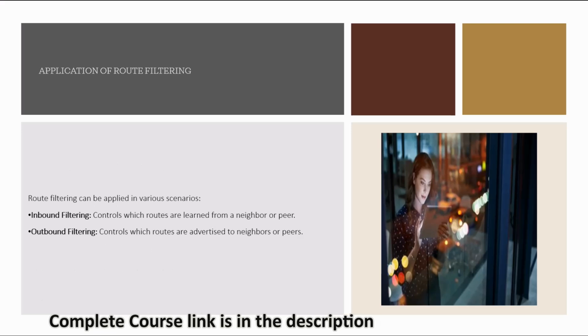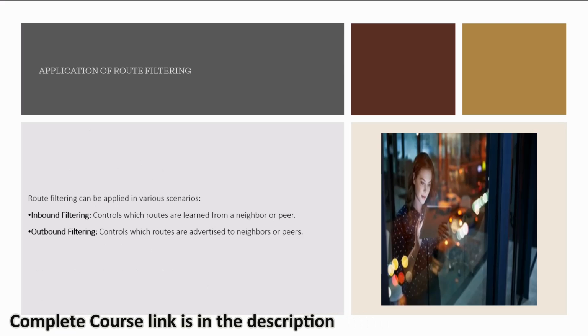Now, application of route filtering, how do we apply it? We can apply inbound filtering and outbound filtering. Inbound filtering, of course, controls which routes are learned from a neighbor or peer. Outbound filtering, of course, controls which routes are advertised to neighbors or peers.